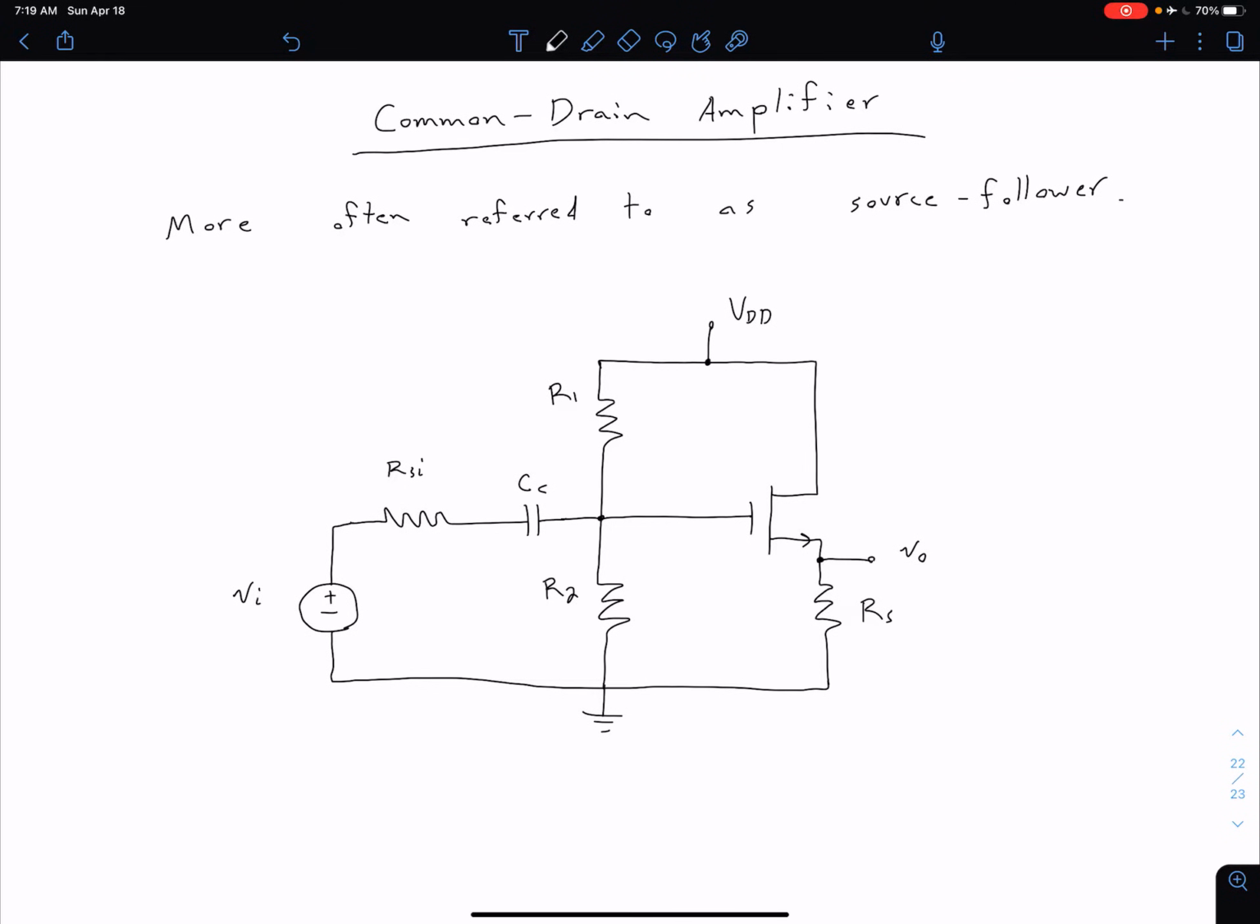Let's now take a look at our common drain amplifier configuration. And remember that this configuration is often referred to as a source follower, and we'll see exactly why that is here in a little bit. So let's take a look at this relatively simple circuit here.